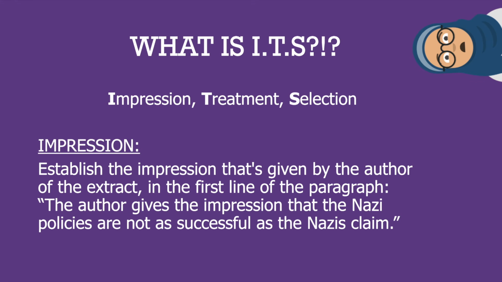So you just summarize in the first line of the paragraph the impression that the author has given of the extract. So the author of the extract, what impression he gives. Here is just an example line. The author gives the impression that the Nazi policies are not as successful as the Nazis claim. So this summarizes the basic impression that the author gives in regards to the topic that he's talking about. So you must clearly identify the impression that he's given. If you don't, then it makes your answer quite ambiguous, because the main question is what the impression is.